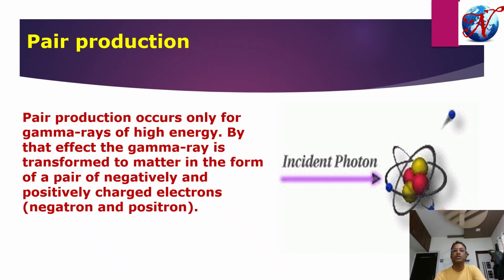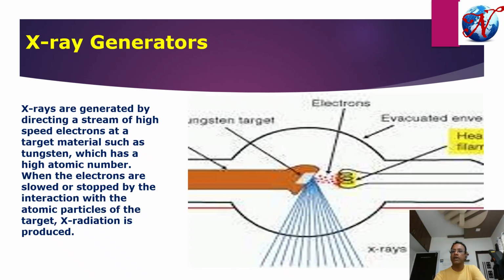The third kind of interaction process is known as pair production. Pair production occurs only when the X-rays and gamma rays have very high energy, that means more than 1.02 MeV. By that effect, the gamma ray is transformed into matter in the form of a pair of negatively and positively charged particles, the electron and positron pair, and that's why it is known as pair production.